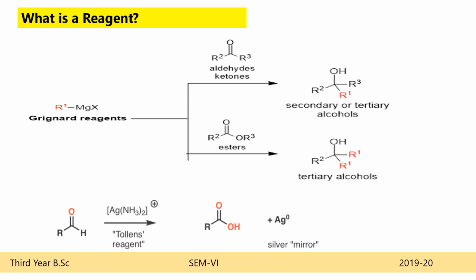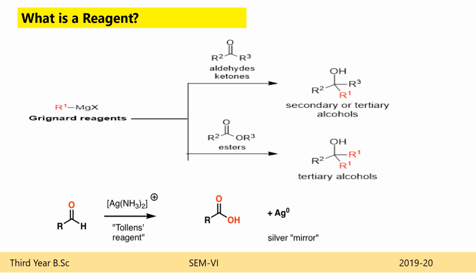Similarly, Tollens reagent is a chemical reagent which is used in the detection of an aldehyde functional group, an aromatic aldehyde functional group, or an alpha hydroxy ketone functional group in a given test substance. When this aldehyde is reacted with the Tollens reagent, it always produces an acid. So the reagent indicates which type of substance is present in the chemical reaction.